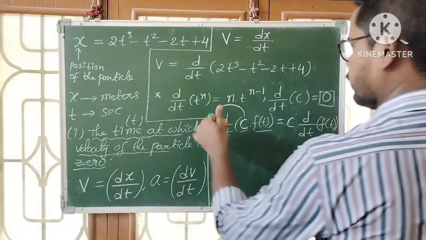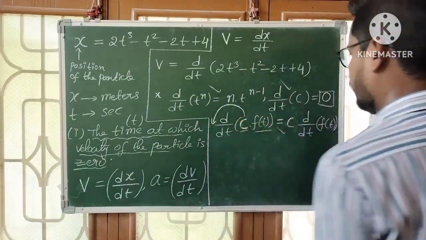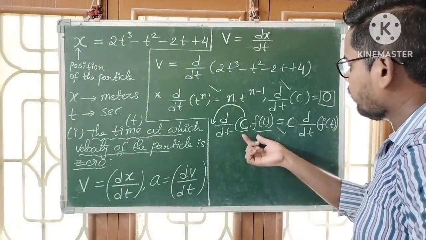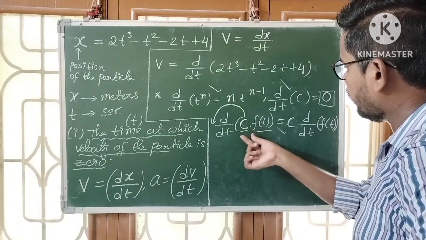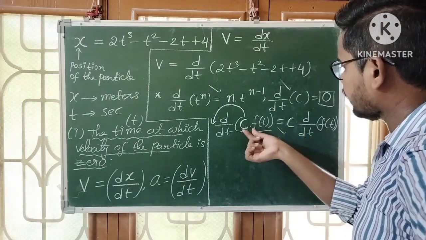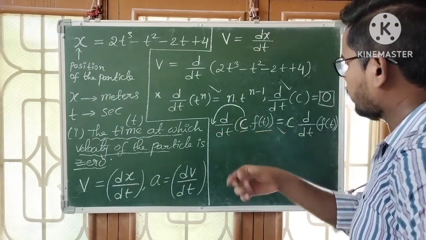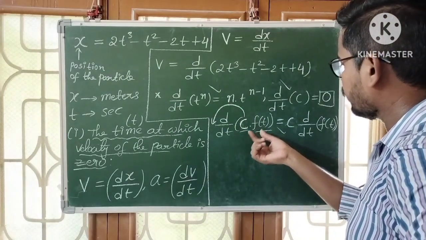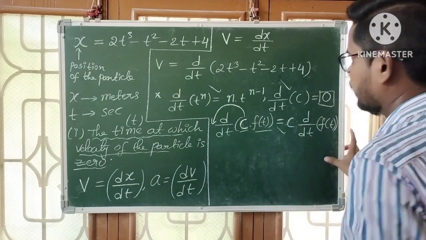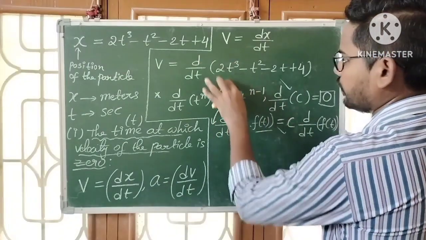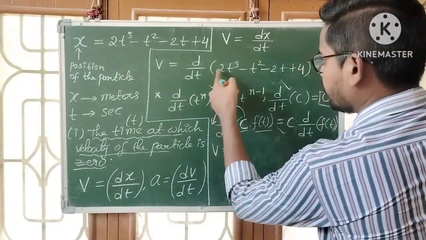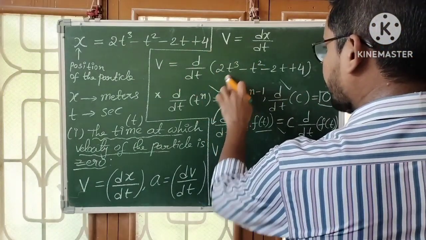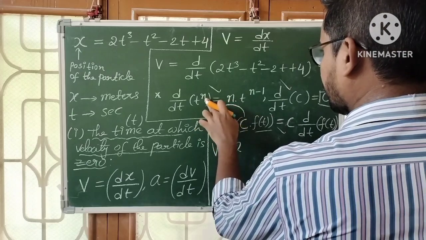So here I am going to use these three formulas. Whenever we are finding the derivative of a product of a constant and a variable, we simply take the constant out of the derivative and take the derivative of the variable function. So apply these formulas here. Now v is equal to, here 2 is a constant, take 2 out of the derivative, and the derivative of t³, use this formula. Here n is equal to 3.